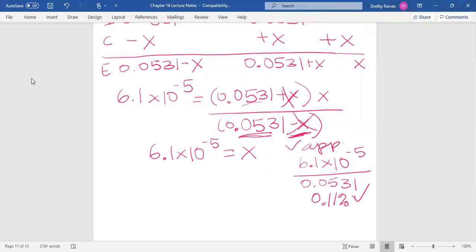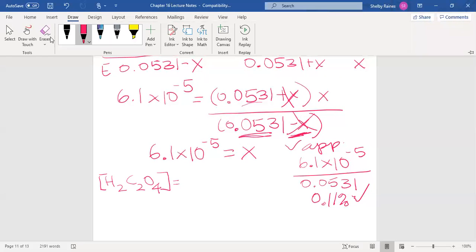All right, so the question asked us to calculate the concentration of all species present at equilibrium. So that even means the original acid, H2C2O4. Let me clean some stuff up here.